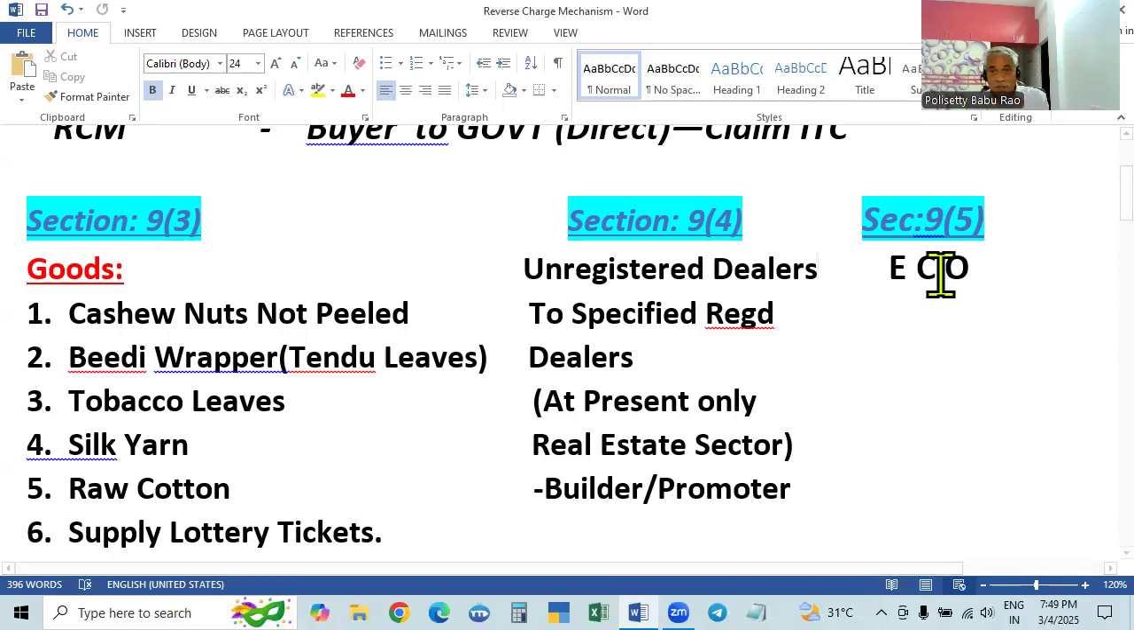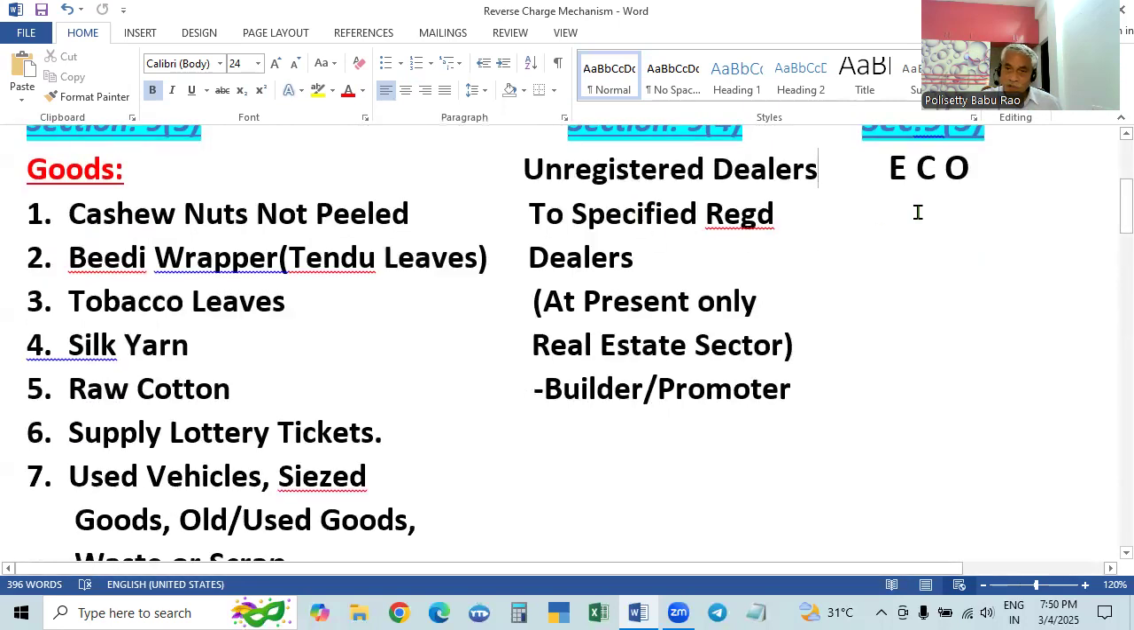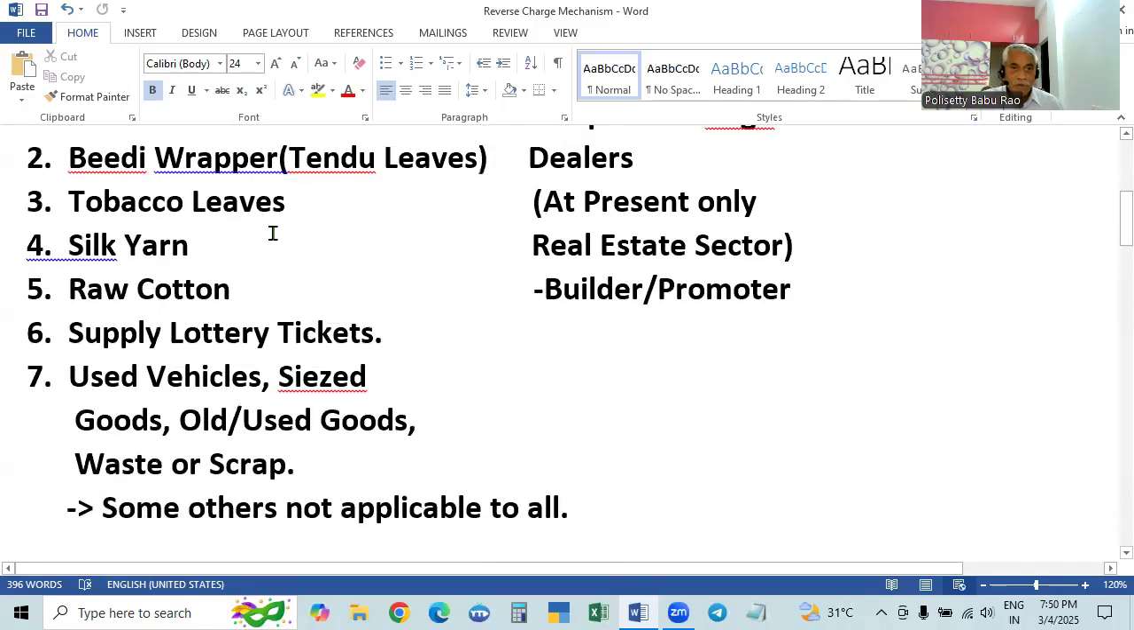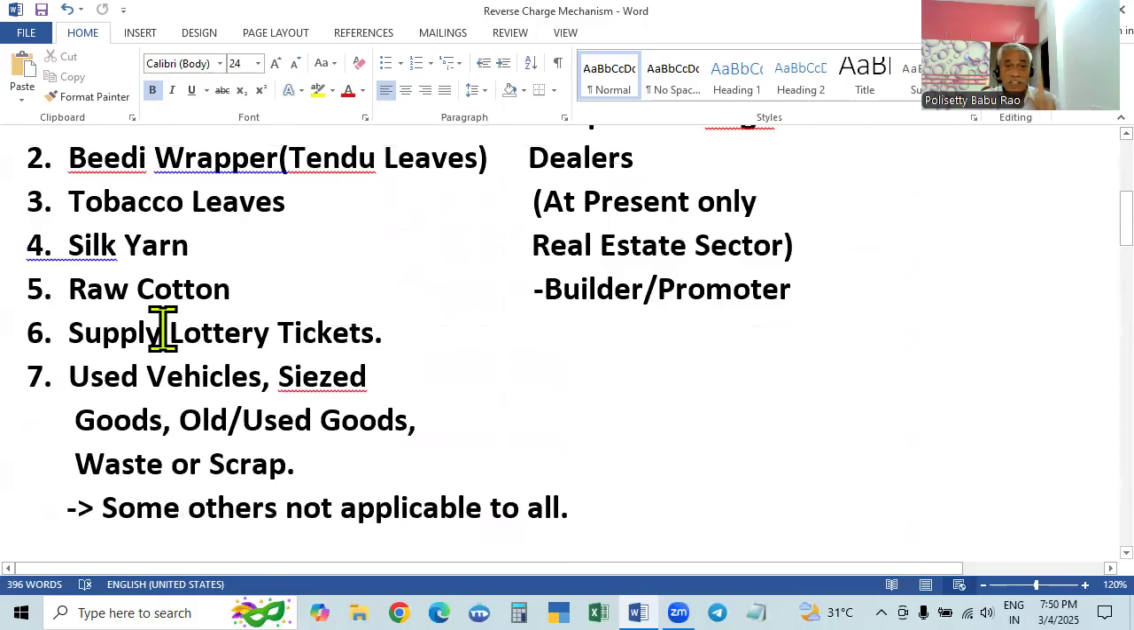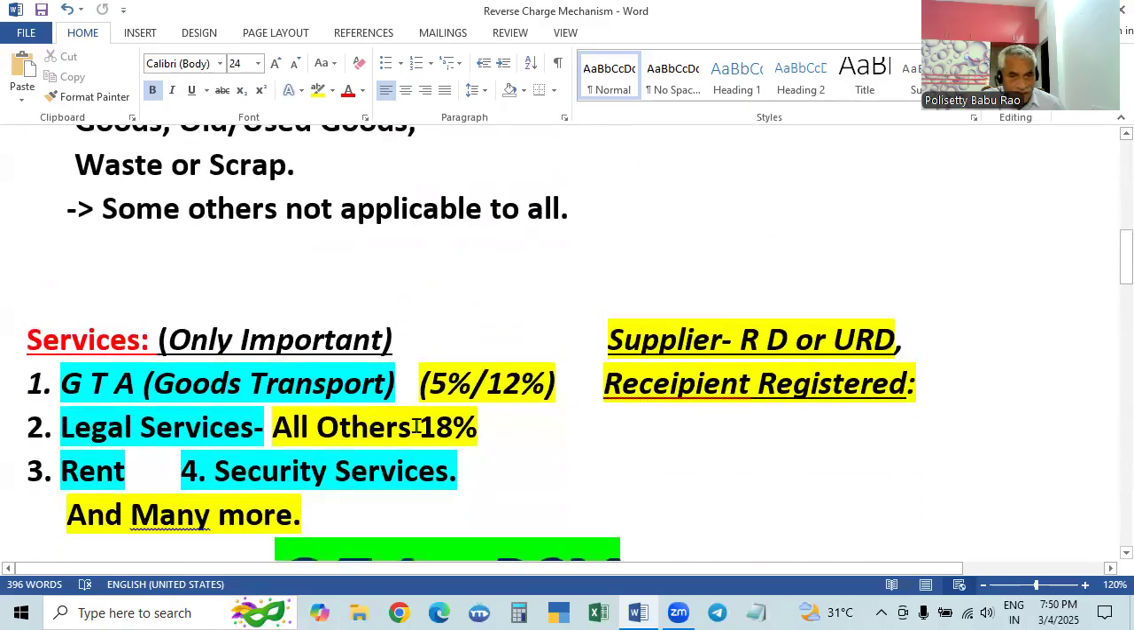The seller is not liable to pay. The buyer or the recipient is not liable to pay. In the middle, the ECO only is liable to pay the GST under the reverse charge mechanism. Okay, this is section 9, subsection 5. So leave this, and in this case we will see goods or services. The supplier may be registered or unregistered. Whether registered or unregistered, the RCM will be applicable in all cases.